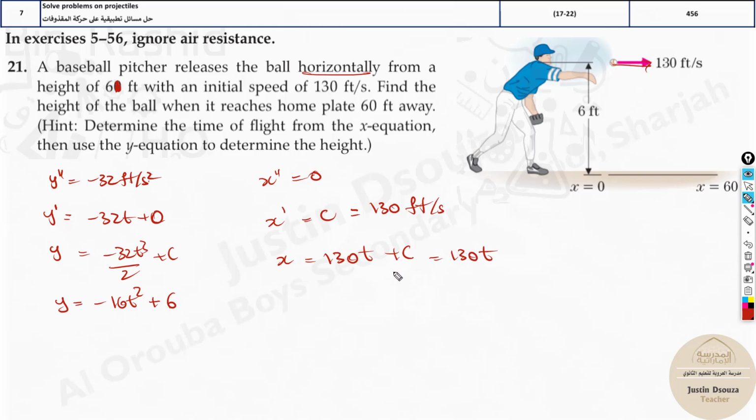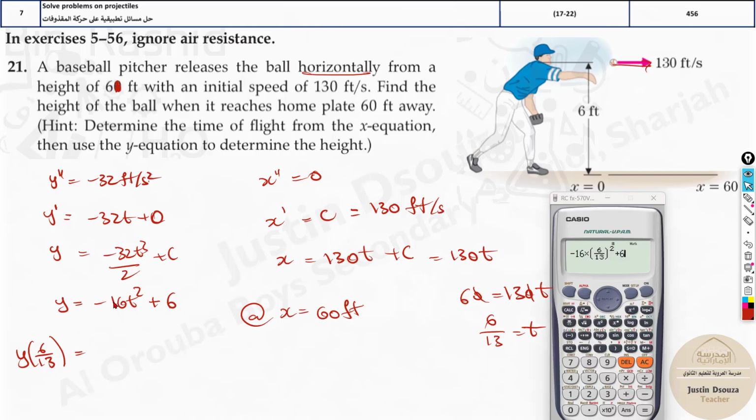Now what next? Here we need to find the height when the ball reaches the home plate. So at x equal to 60 feet, what is the height, what is y? First let's find the time and then substitute it over there. So when x is equal to 60, that means 60 is equal to 130t. Cancel this, it'll be 6 by 13 is equal to time. So at t equal to 6 by 13, what is the value of y? Just put it in the calculator, and instead of t, put 6 by 13.